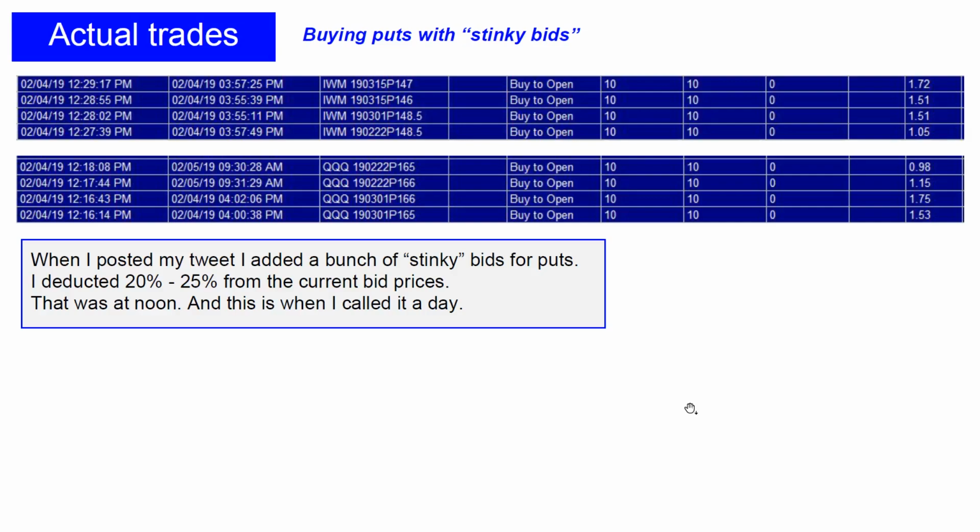So this is what happened to my own orders. When I tweeted about the possibility of topping the market, I personally added a lot of orders into the system. I call those orders stinky bids. Why? Because I'm not prepared to pay the price they offer me at that moment.